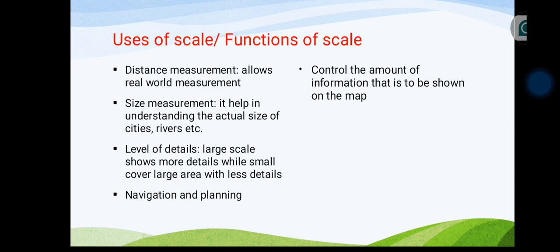The size of town A, or for instance Abuja, and the size of, let's say, Oyo cannot be the same. So note. It also shows the level of details, meaning large scale shows more details while small scale covers a large area with less details. So scale allows the level of details on the map.